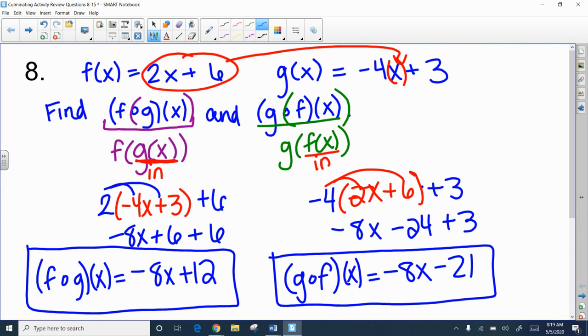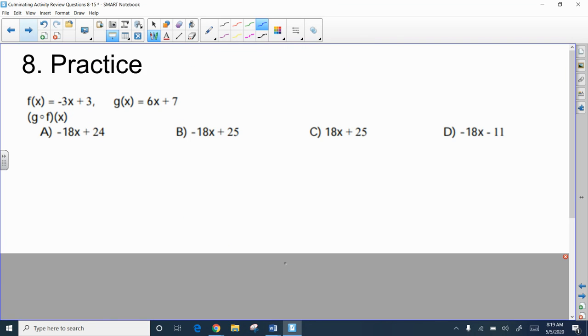All right, now you need your own sheet of paper. Here is practice problem number 8. So try this on your own paper. Pause the video while you're trying it and then check your answer. Pay attention to what this is asking. This is asking g of f of x. So make sure you plug in the correct one.